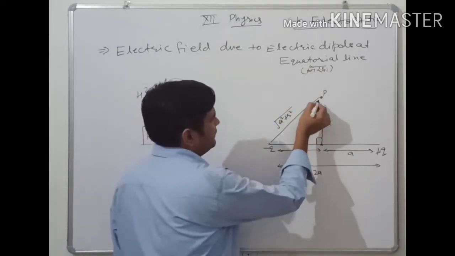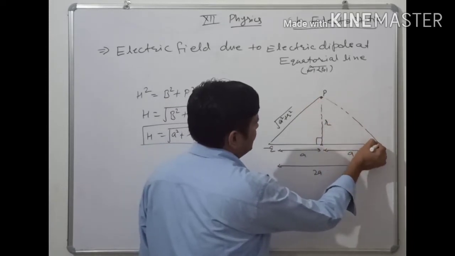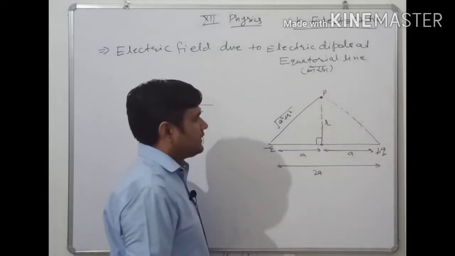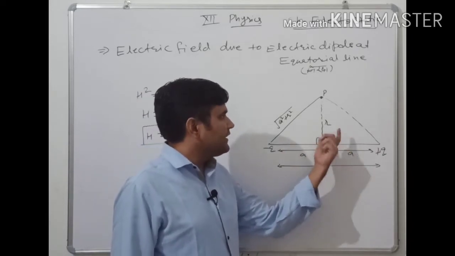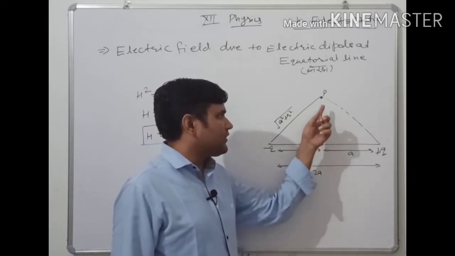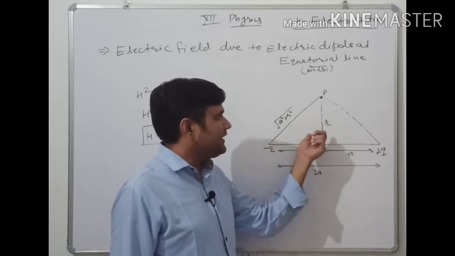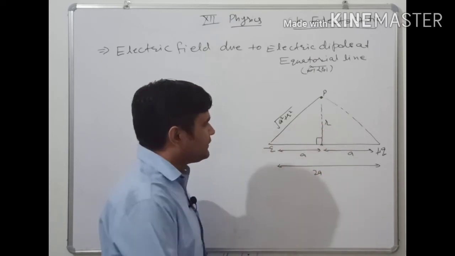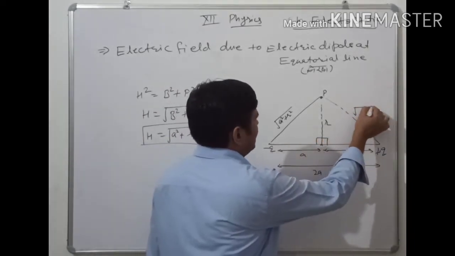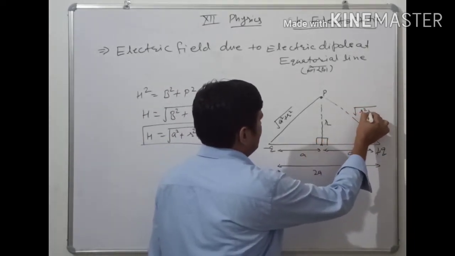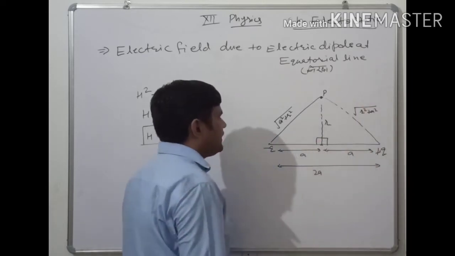Now the similar formulation happens with the plus q charge, because this distance is also a, and r is the common side between both the triangles. That's why it is also a right angle triangle, and this length is also in terms of r square plus a square.